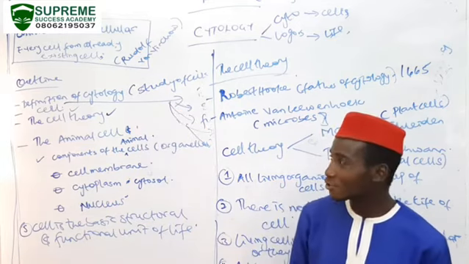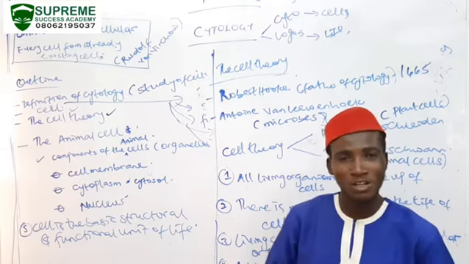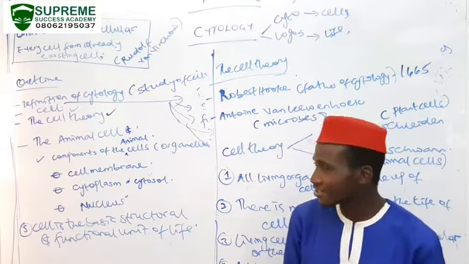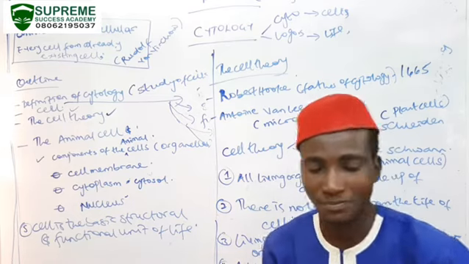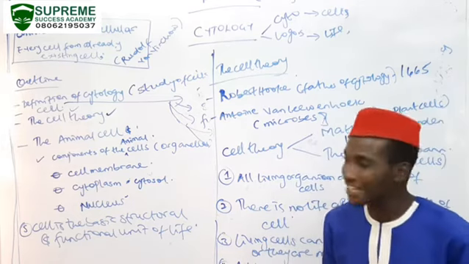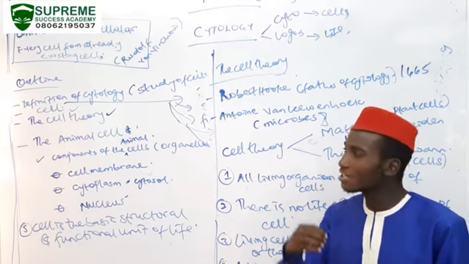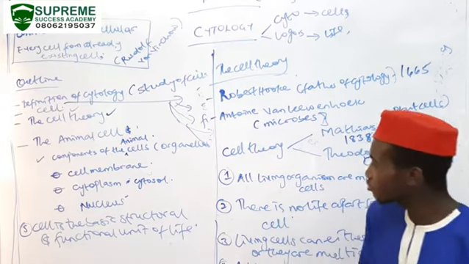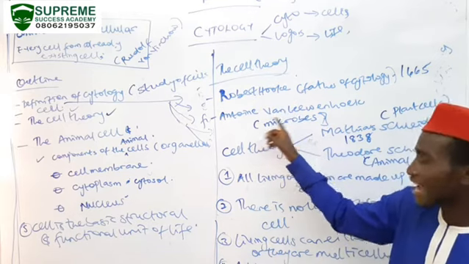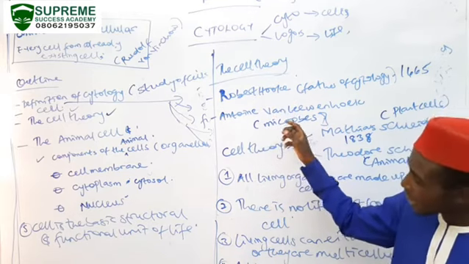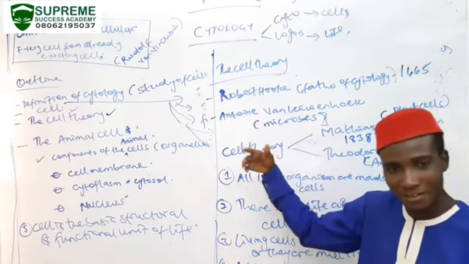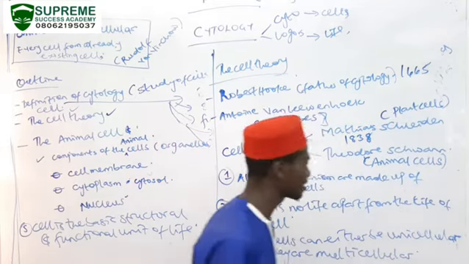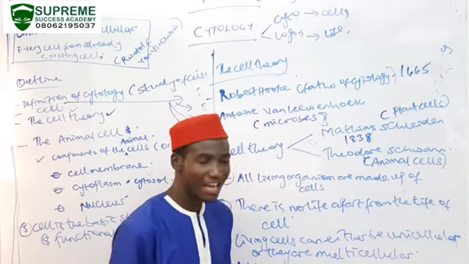I believe that you've understood the concept of what a cell is. You've understood what cytology is. You've understood the concept of the cell theory and the major role that Robert Hooke and Antoine van Leeuwenhoek played in the discovery and development of the cell theory, and the role of people like Matthias Schleiden, Theodor Schwann, and the others.